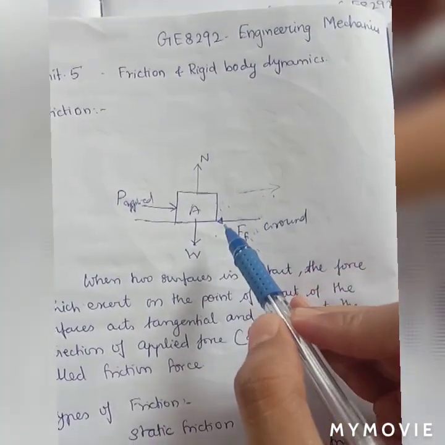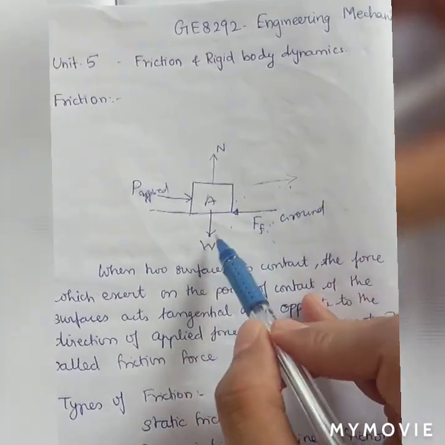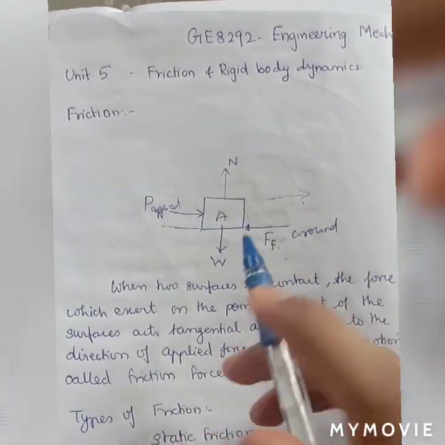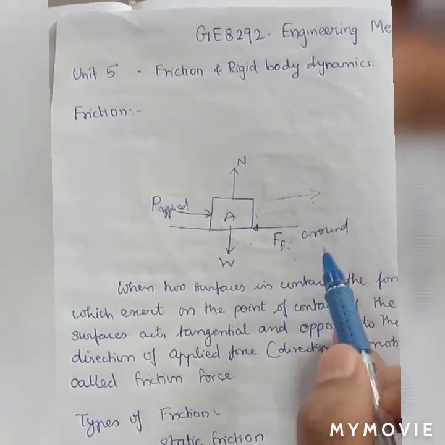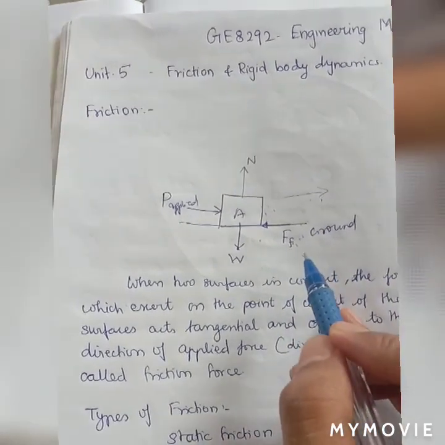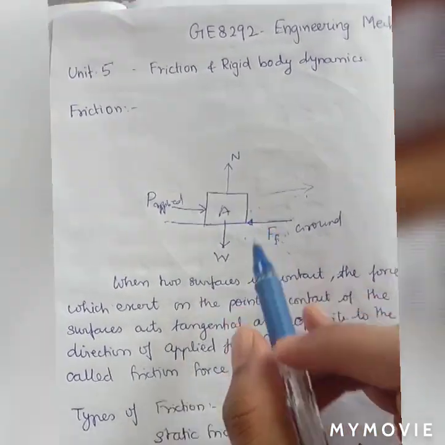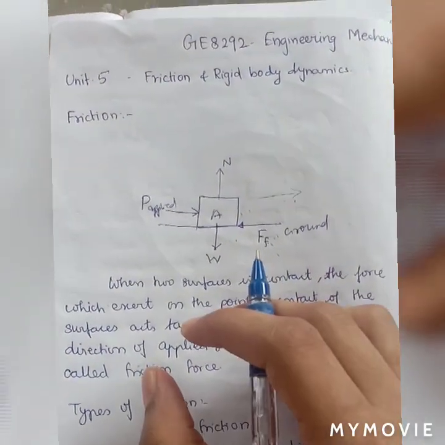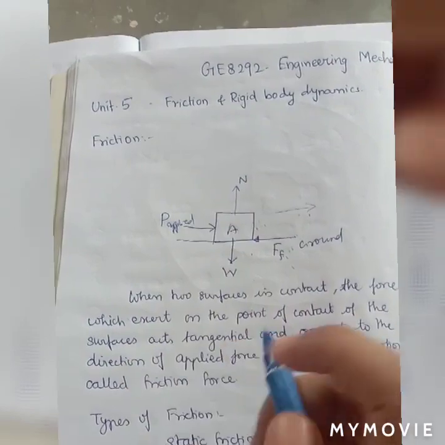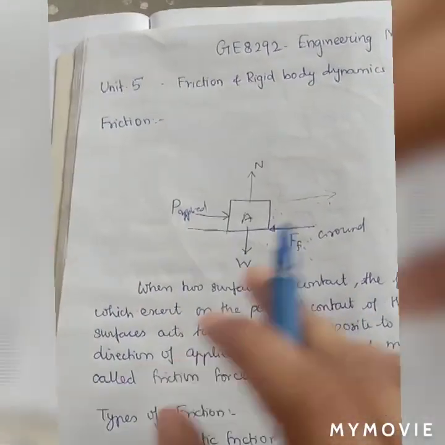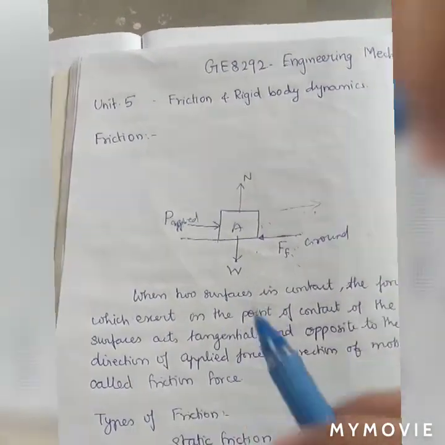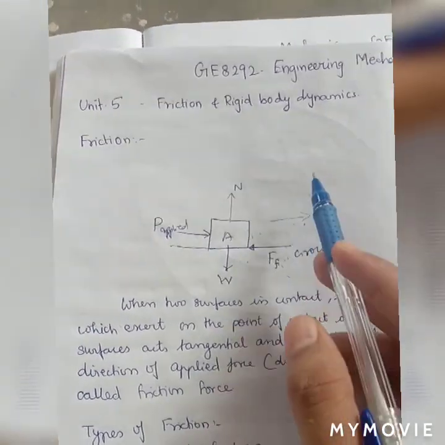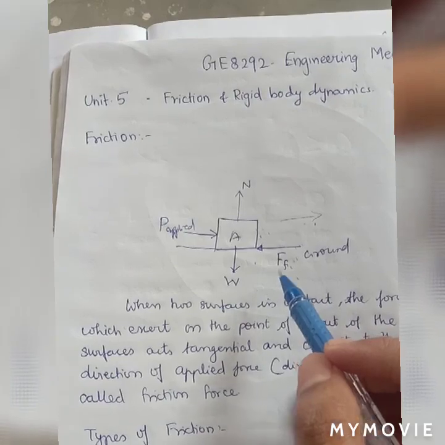So consider the object named A, which is placed on the surface. Now the object is in a rest condition. In this condition, there will be some frictional force between this surface and the object, right? That frictional force is called static friction force. That is before the object A moves over the surface or other body. It need not be an object over a surface.